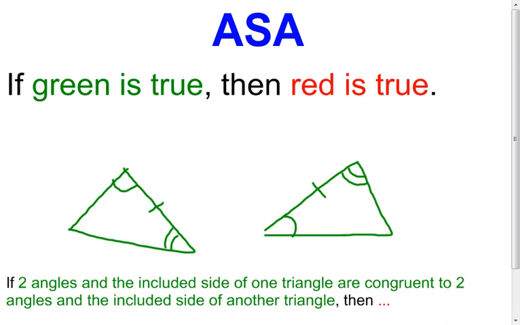Next one is the ASA. Again, we have 2 angles that are congruent in the 2 triangles and the included side. Notice that it's the included side. If that happens, the 2 triangles are going to be congruent using the ASA theorem.